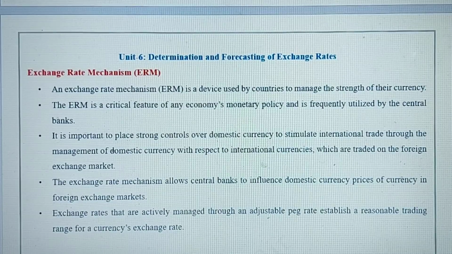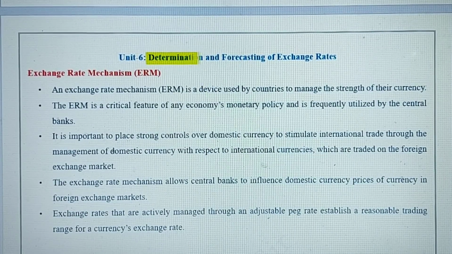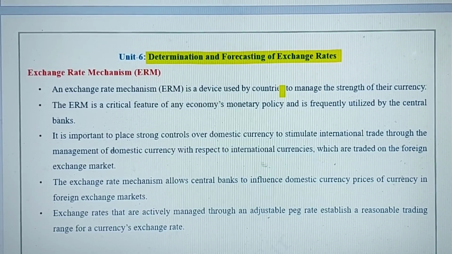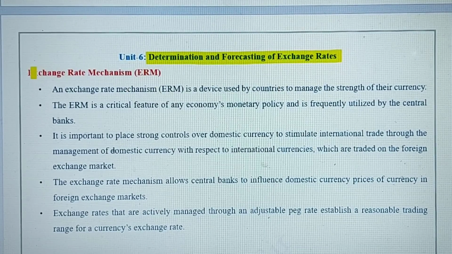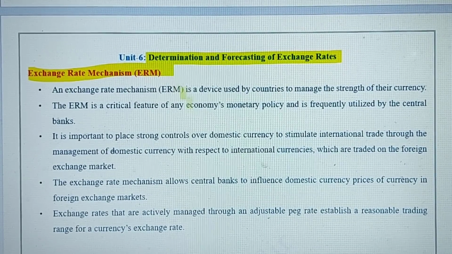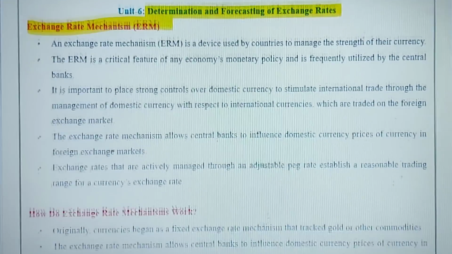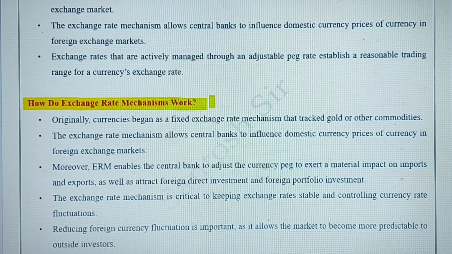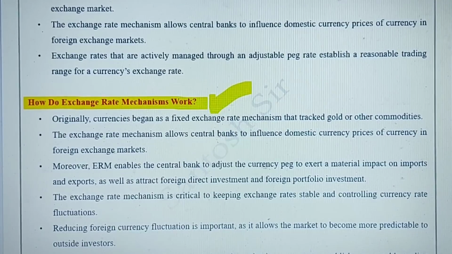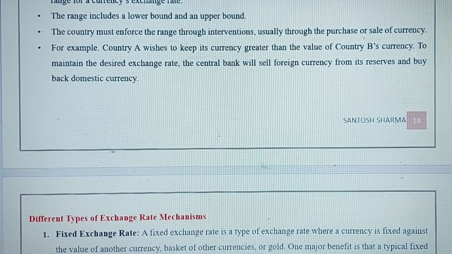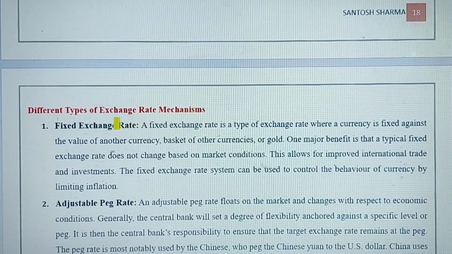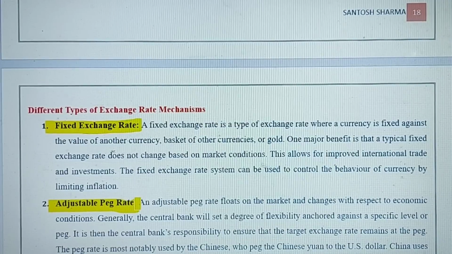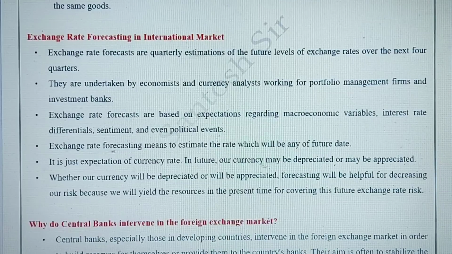Okay. The next unit is unit 6, determination and forecasting of exchange rates. As we know, the different currencies have different exchange rates. So what is the mechanism, how it works, what is the ERM, and how this exchange rate mechanism works? This question is also a very common question, a lot of times it comes in the exams. Do revise this properly. That different types of exchange rate mechanisms are there, like this fixed exchange rate, then adjustable peg rate. So you need to revise all this properly.